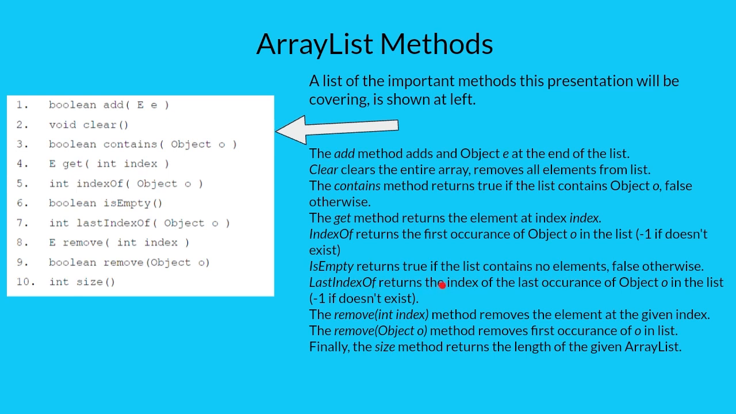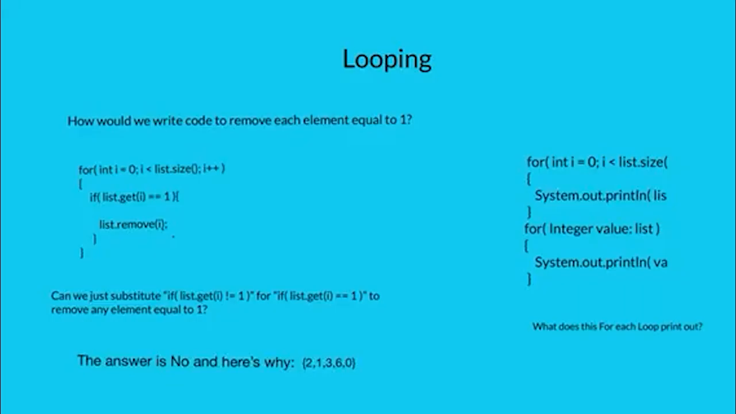LastIndexOf returns the index of the last occurrence of object O in the list, -1 if it doesn't exist in the list. The remove(int index) method removes the element at the given index, and the remove(Object O) method removes the first occurrence of the object O in the list. And finally, the size method just simply returns the length or the size of the given array list.